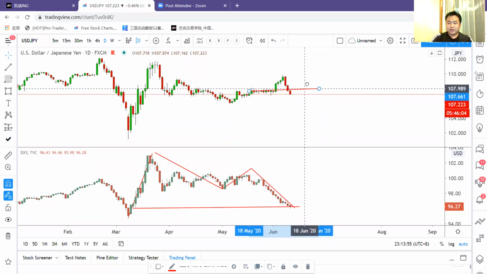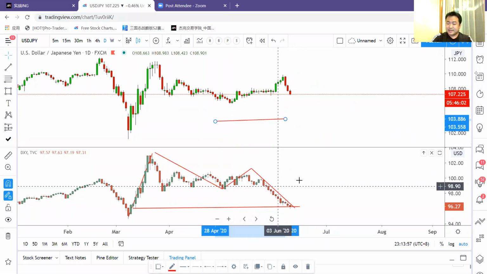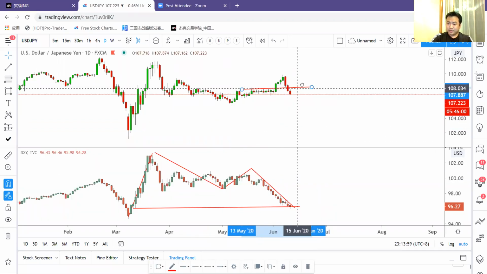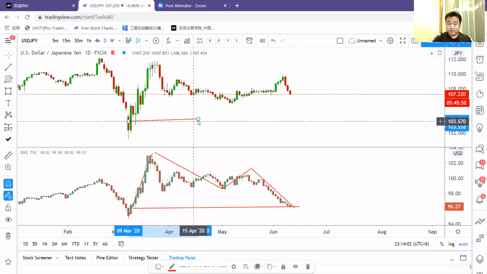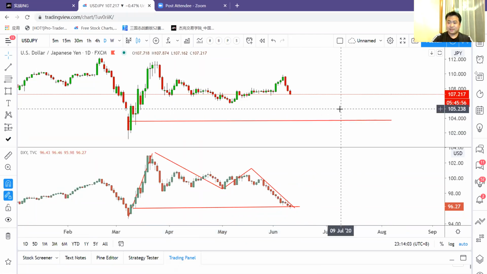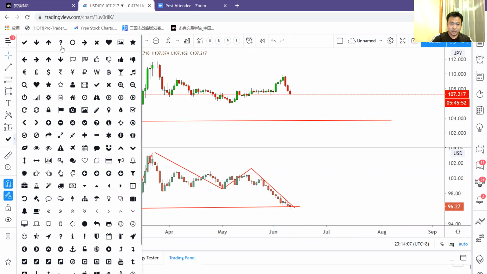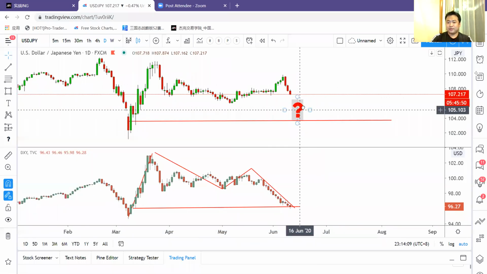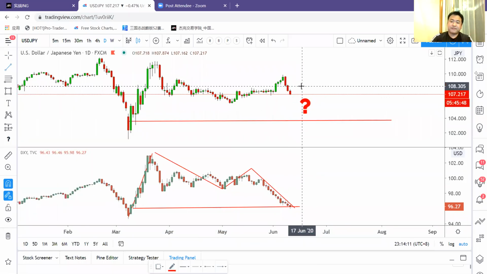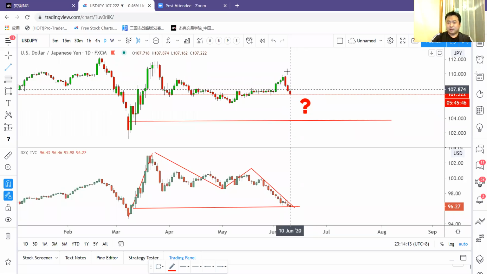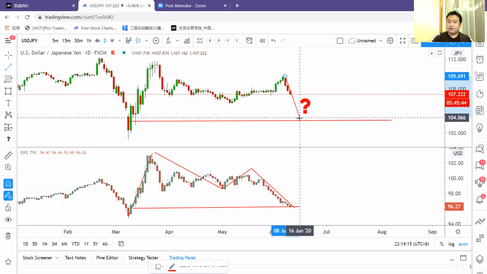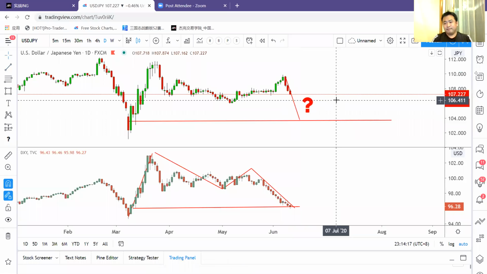If the dollar yen follows the dollar index performance, will the dollar yen go back to this level? Do you think like 104, like 103? I will put the question mark here. Do you think very possibly the dollar yen may go back to here as well?